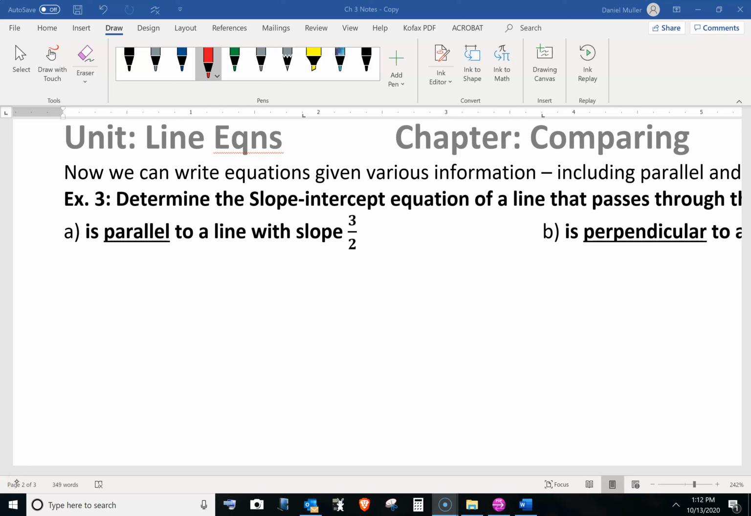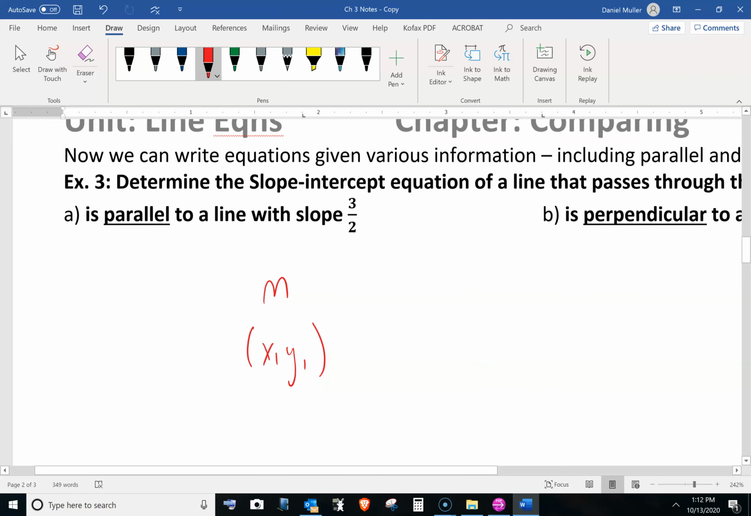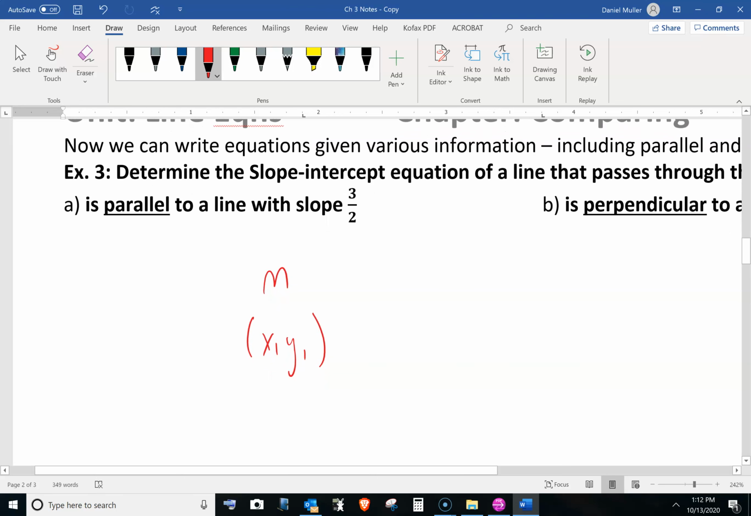Okay, so now we're going to continue writing equations like we did on the previous one, but I told you before that it goes through this point and has this slope. That's what the last chapter was about. I gave you the slope here, and I gave you some x1, y1 point. Now I'm going to give you that point, but I'm going to say, oh, by the way, the slope is parallel to this or perpendicular to this.